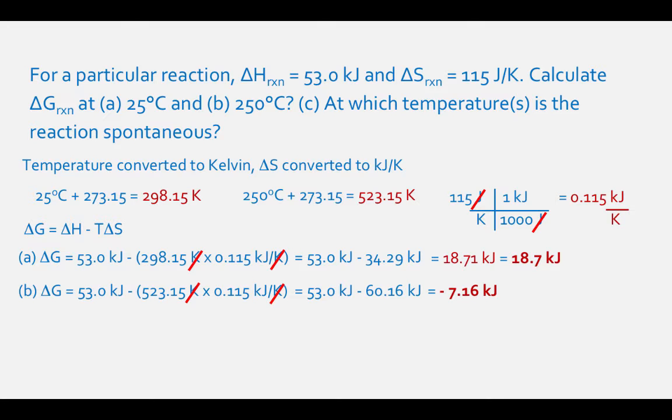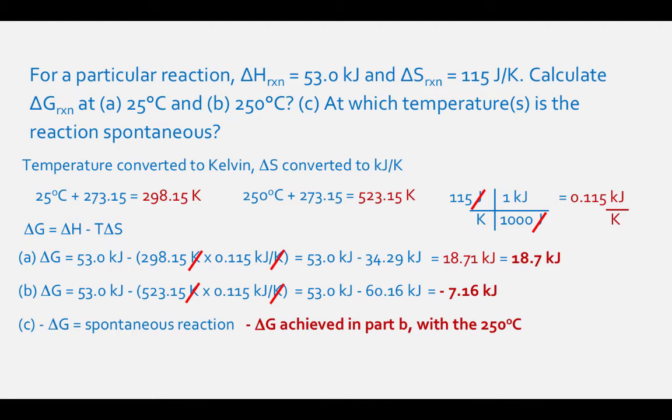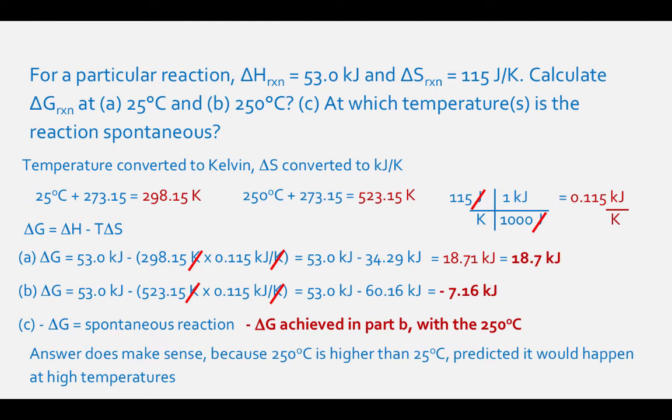For part C, remember that a negative delta G indicates a spontaneous reaction. The negative delta G is achieved in part B with a temperature of 250 degrees Celsius. Does this answer make sense? Yes, it does, because 250 degrees Celsius is a higher temperature than 25 degrees Celsius, and the equation predicted that the reaction would be spontaneous at high temperatures.